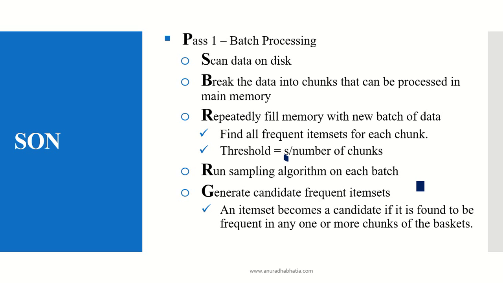After running the sampling algorithm, which is one of the simplest algorithms to sample out the frequent sets, we generate the candidate frequent item sets here in pass 1. An item set becomes a candidate if it is found to be frequent in any one or more chunks of the basket. This is a simple definition which I explained. If it is present in 2 transactions, then it is known as a frequent item set.